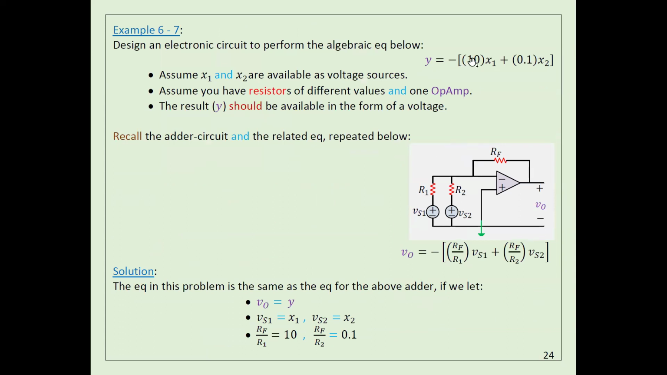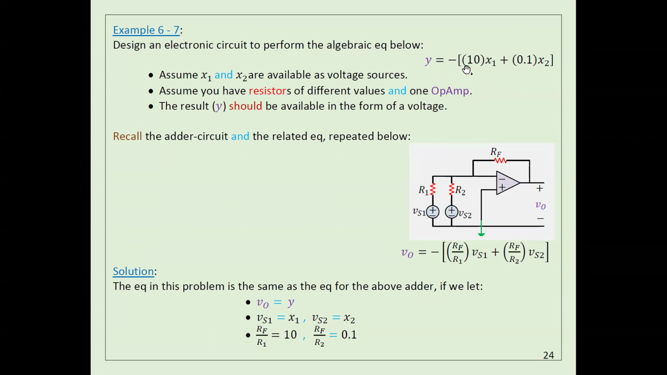If I want to implement an equation like this one, I need a circuit. This circuit's output Y is equal to negative times (10x1 plus 0.1x2), where x1 and x2 are two inputs. So I have two inputs. I want to multiply the first input by 10, multiply the second input by 0.1, add them together, and then multiply everything by negative.